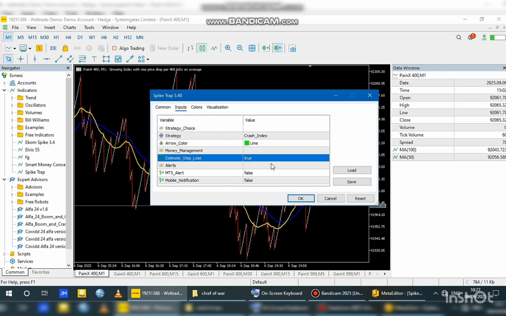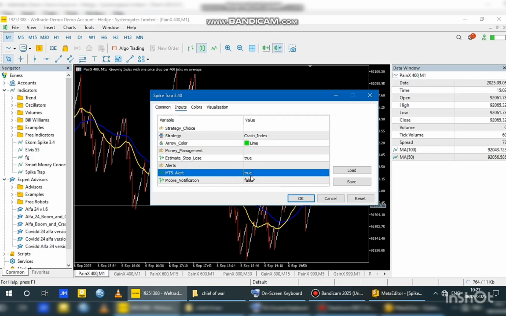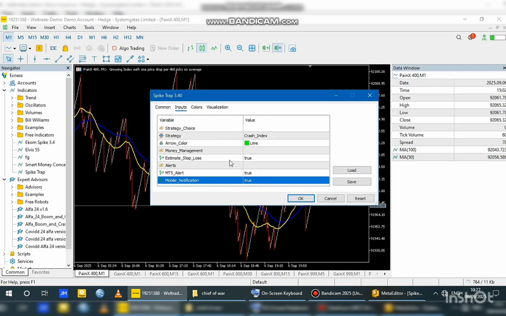Then we have an MT5 alert if you want an alert on your PC whenever there is a signal. We also have a mobile notification setting. If you activate this, you will receive signals directly on your mobile phone, in your MT5 application on your mobile phone.